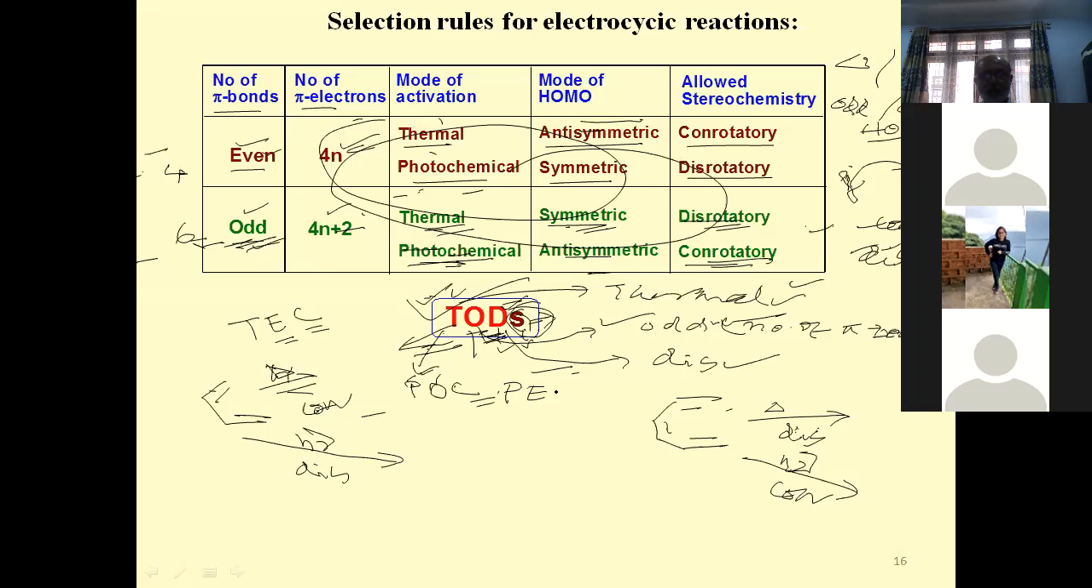Con or this? Con. How can it be con? Because you have made two changes. No, thermal has become photochemical and odd has become even. So it remains this, for one change. Suppose thermal you change to photochemical, this becomes con. You change odd to even, again that con becomes this. So it is coming to this.